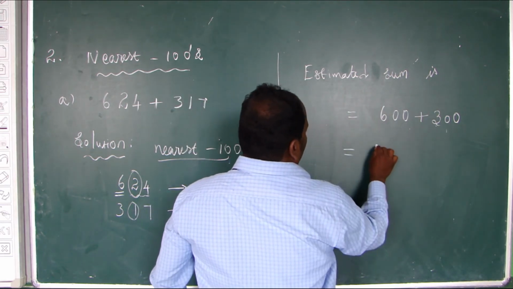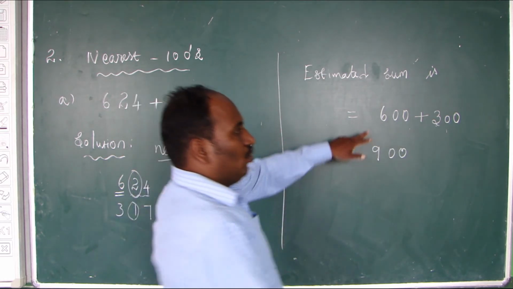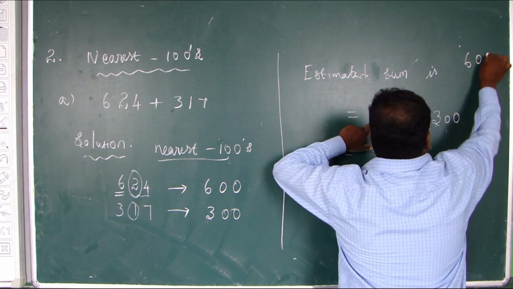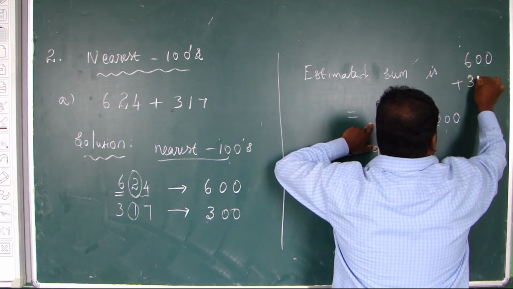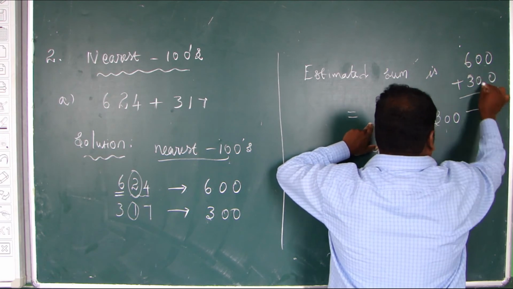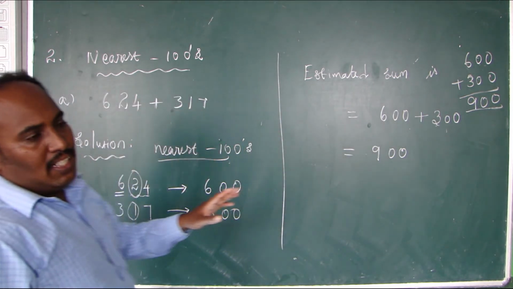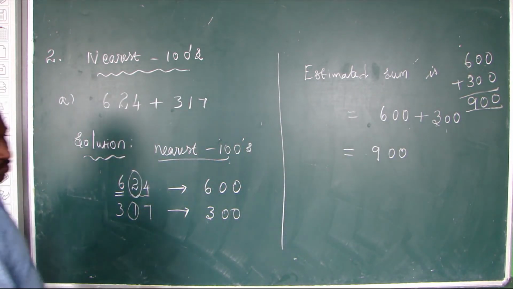6 plus 3 is equal to 9. We add two numbers, 600 plus 300. 0 plus 0 is 0. 6 plus 3 is 9. So the answer is 900.